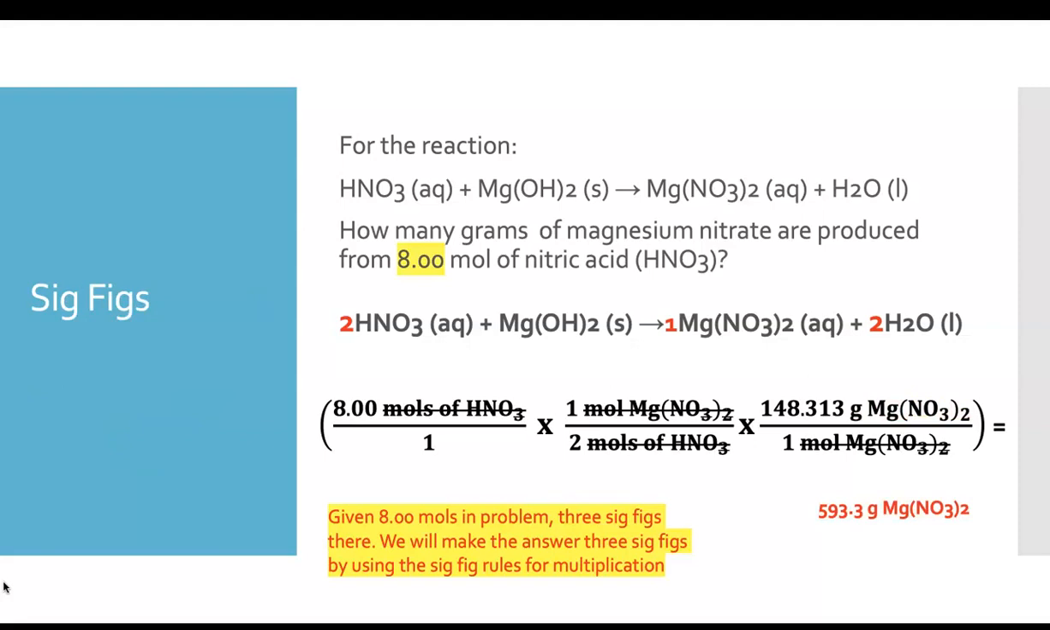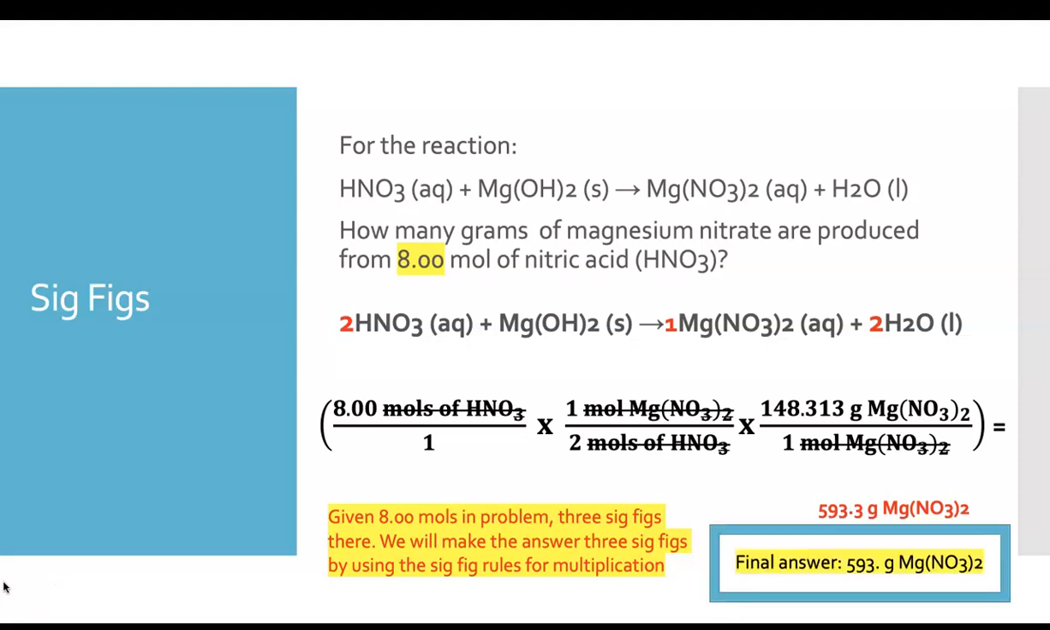Given at the beginning, we had 8 moles in the problem, and they gave it to us as 8.00. This means that we have 3 sig figs. We're going to make sure that the answer is also in 3 sig figs, and we know to do that by using the sig fig rules for multiplication. So the final answer using 3 sig figs would be 593 grams of magnesium nitrate.